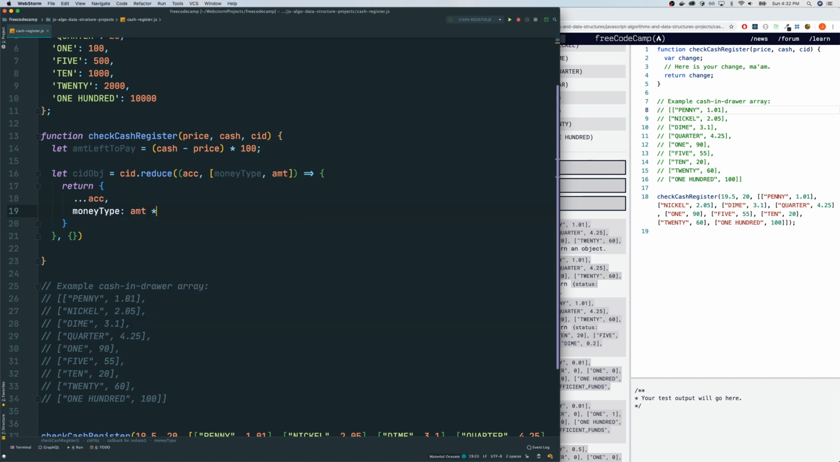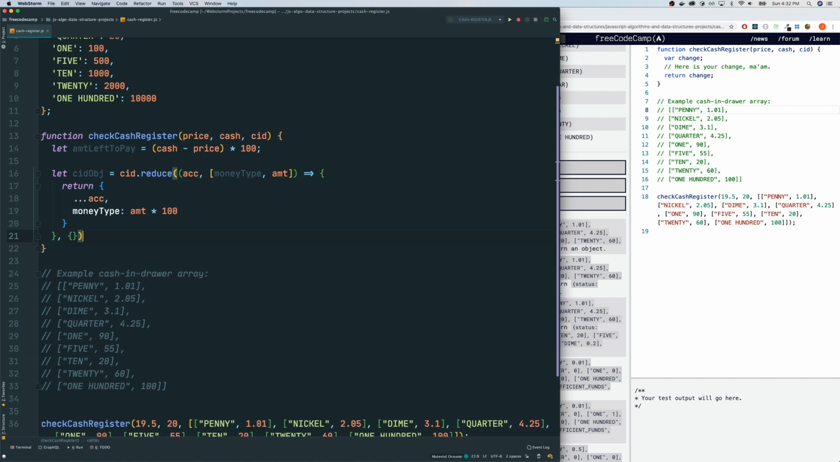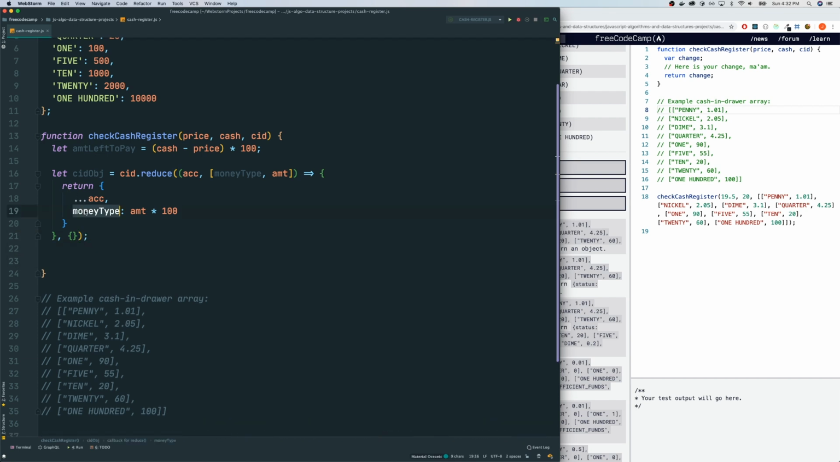And by the way, we're going to do amount times 100, right? Because we don't want to deal with decimals. Let me just show you guys why we can't do this money type as a key like so. And notice this is still gray, meaning it's not being used. Let me console log our CID object that we have just created with our reduce function.